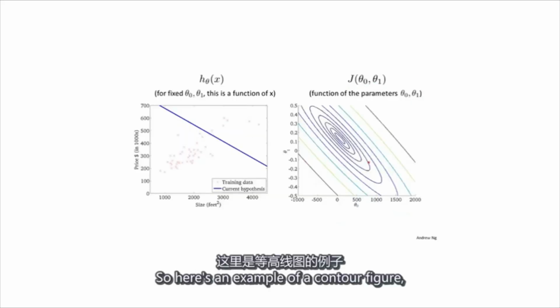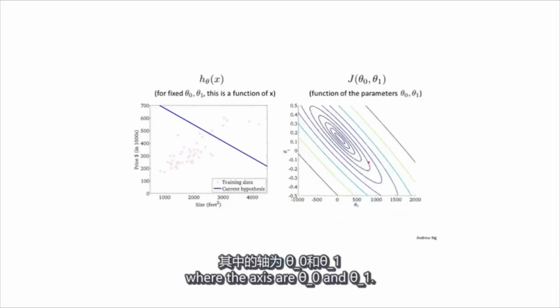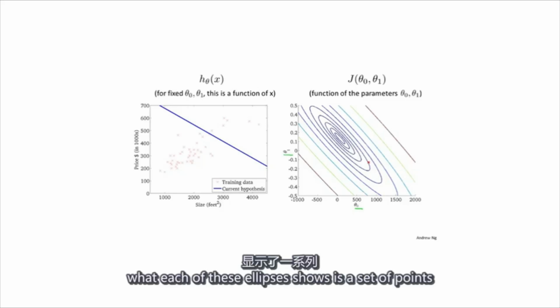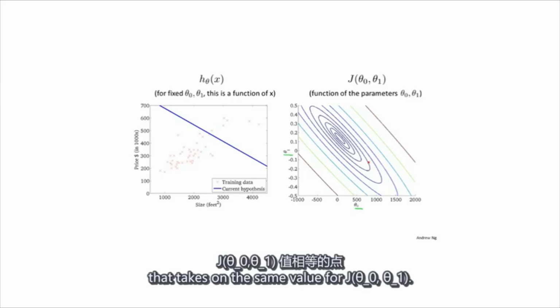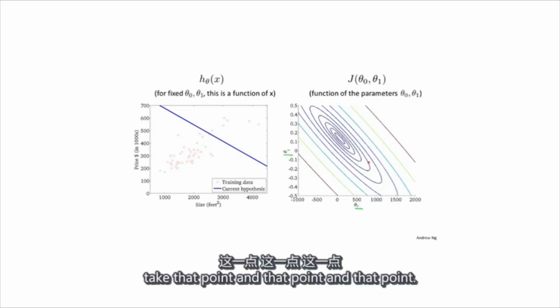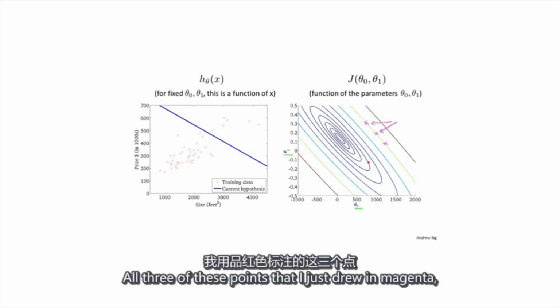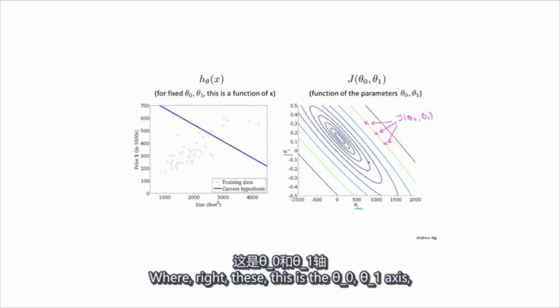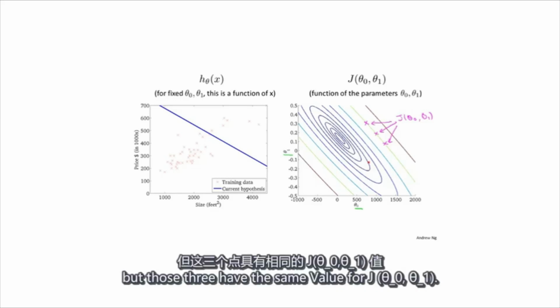So here's an example of a contour figure shown on the right, where the axes are theta 0 and theta 1. What each of these ovals, each of these ellipses, shows is a set of points that takes on the same value for J of theta 0, theta 1. So concretely, for example, let's take that point and that point and that point. All three of these points that I just drew in magenta have the same value for J of theta 0, theta 1. This is a theta 0, theta 1 axis, but those three have the same value for J of theta 0, theta 1.